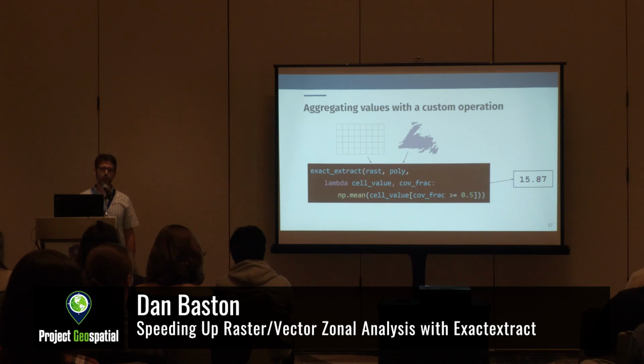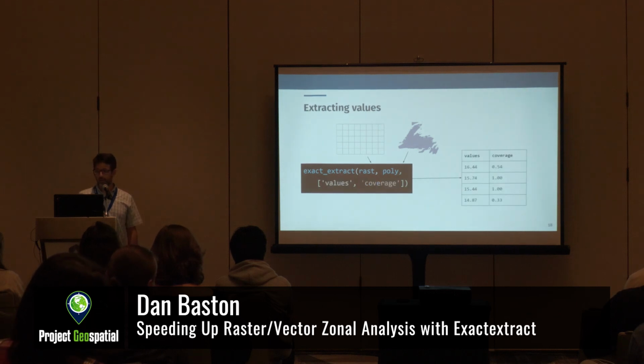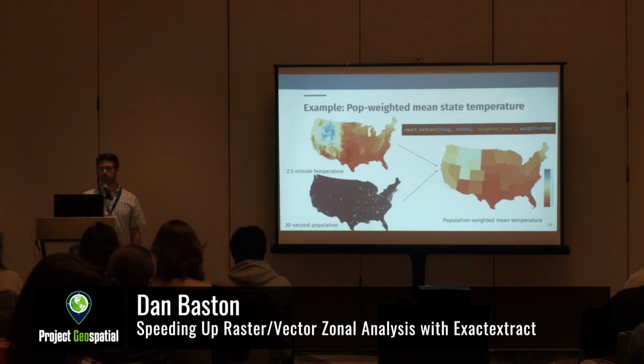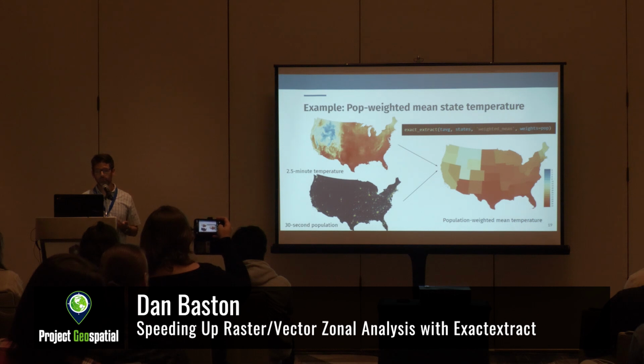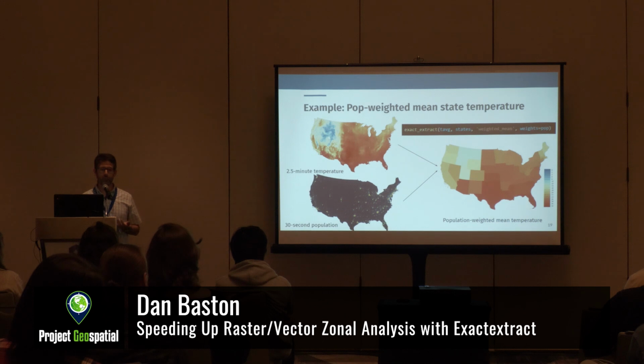If the built-in stuff doesn't cover your needs, you can give it a custom function in R or Python. So here we're just saying, let's get the mean value of all pixels that are more than 50% covered by the polygon. You can also just dump out all the pixel values and the fraction covered as a table, if you want to work with it in some other environment. And finally, it handles weighting rasters, if you have multiple rasters whose grids are basically compatible, like if one nests in the other. So here we're taking a 2.5-minute global temperature grid and a 30-second population grid, and outputting the population-weighted mean temperature for each state at a given point in time.